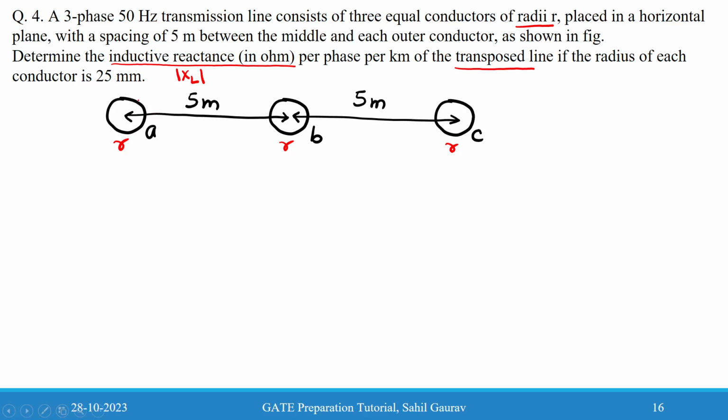So don't be afraid of transposition, it is nothing. It is used just to balance the system. That means the inductance value will be similar. We will use the same expression. That expression is L is equal to 2 into 10 to the power minus 7 ln GMD divided by GMR Henry per meter.